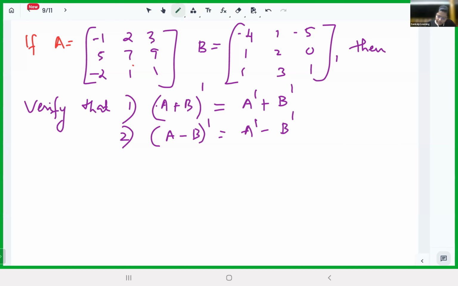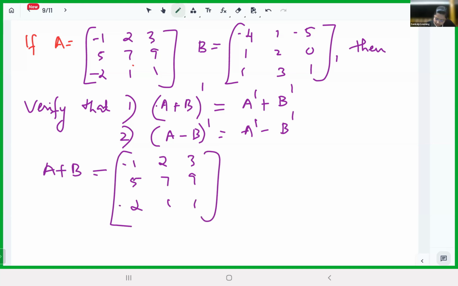Okay. So first you can find out the value of A plus B. What is A plus B? You have to add the matrices given, that is minus 1, 2, 3, then 5, 7, 9, then minus 2, 1, 1, plus what is matrix B? Matrix B is minus 4, 1, minus 5, 1, 2, 0, 1, 3, 1.